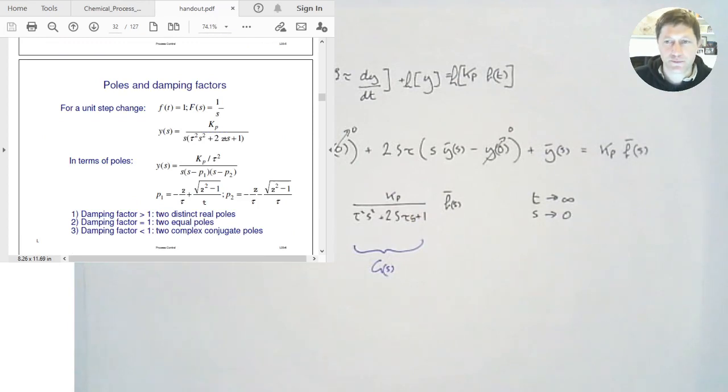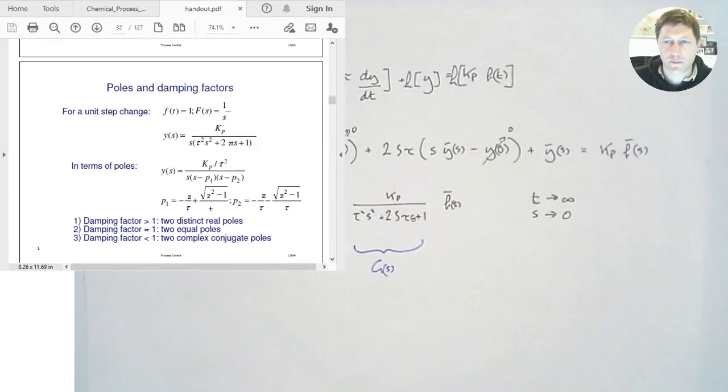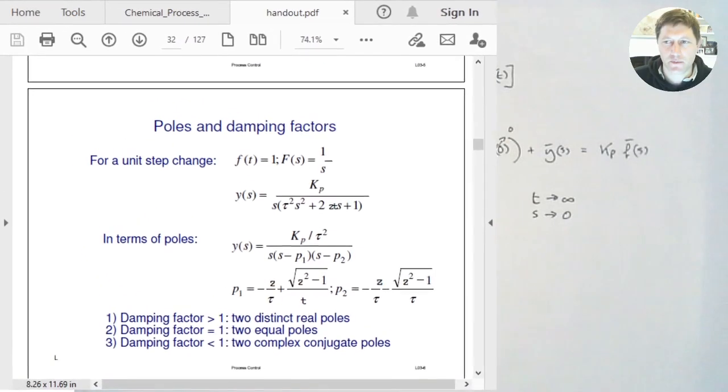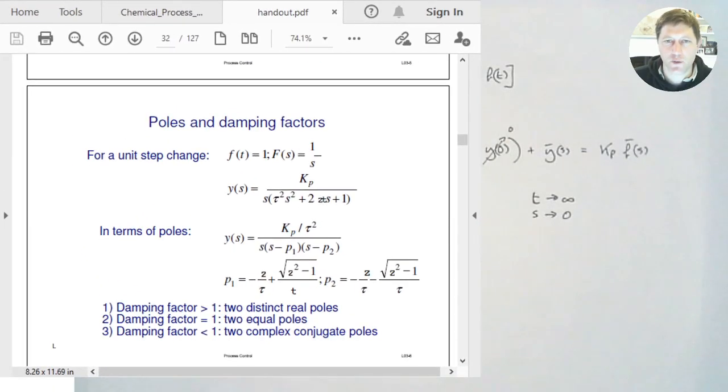So how does that correspond to what we know already? Let's look at our response to a step change.